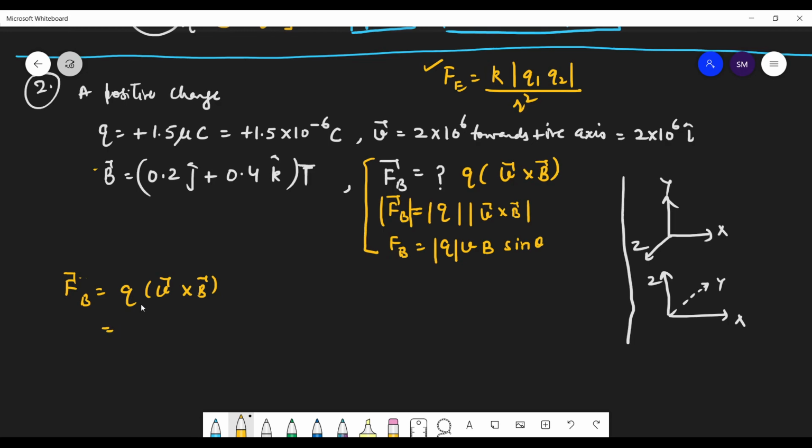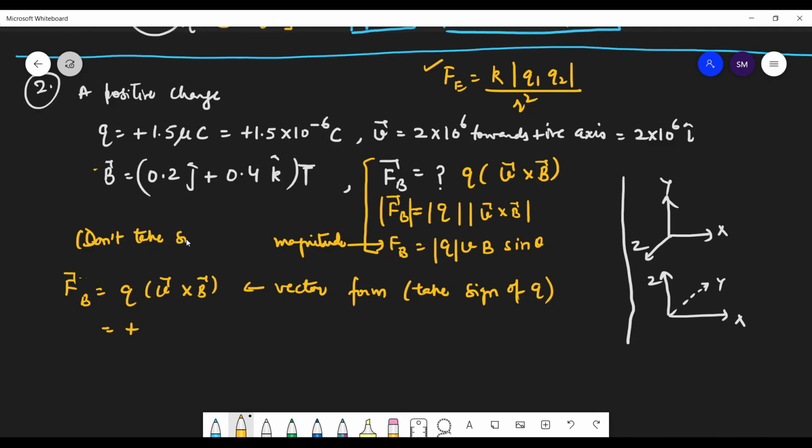Whatever be the sign of Q, you have to take. If it is positive, take positive. Negative, take negative. Okay. So when you are using this formula in vector form, take the sign of Q. When you are using this formula in magnitude, don't take the sign of Q. Okay, confusion over?